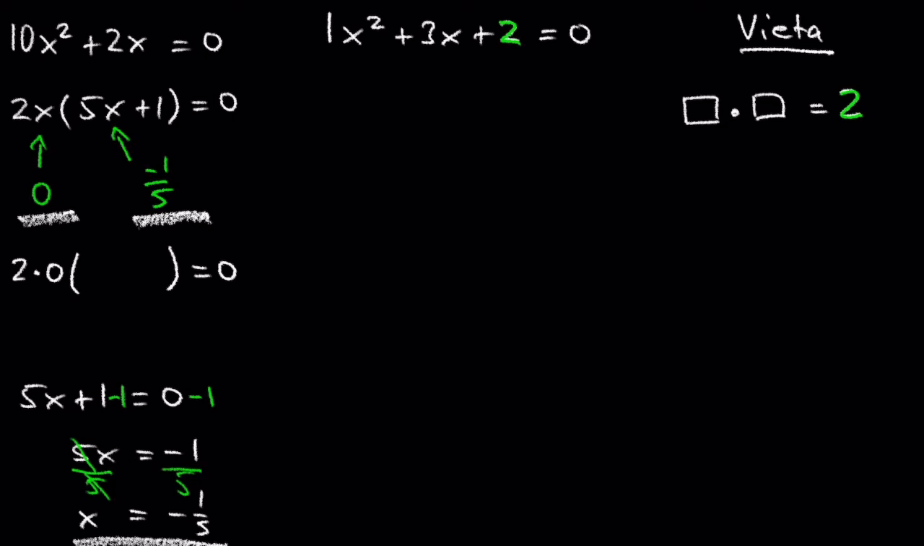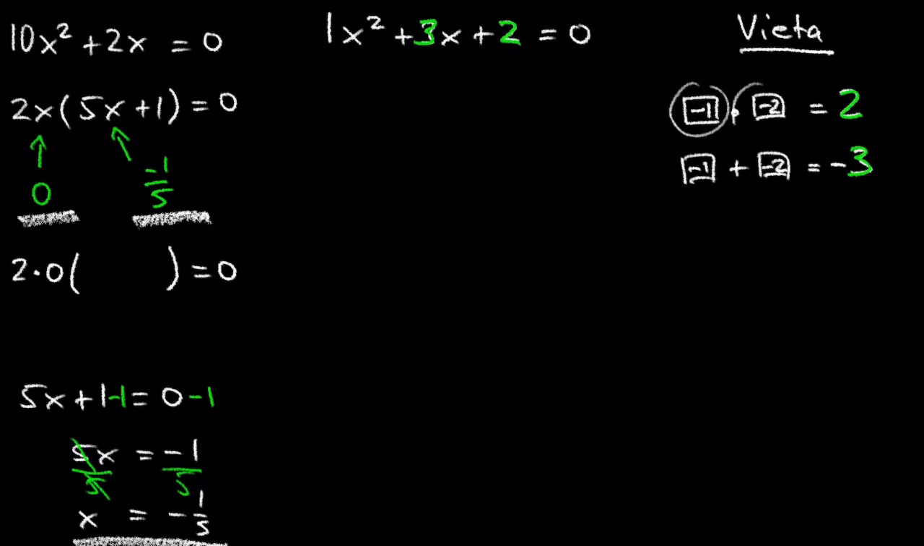And the same two numbers, when added, give us the opposite of 3, which is negative 3. Feel free to pause the video and try it yourself. The numbers are negative 1 and negative 2.